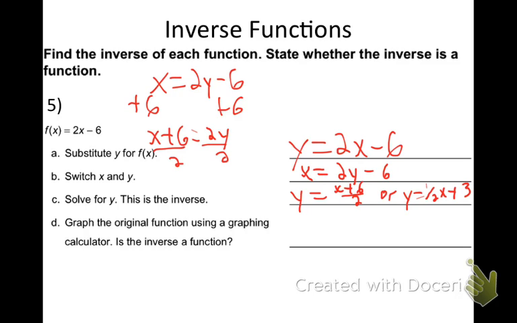Why would you have to switch the y back? Why would you have to move the y back? I just always like writing y equals first. I mean, you're just flipping it around.